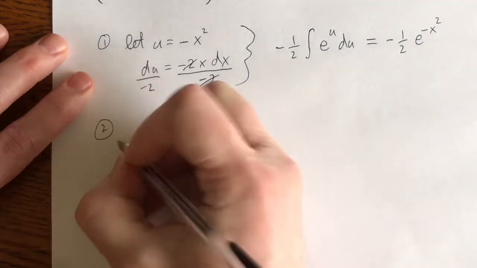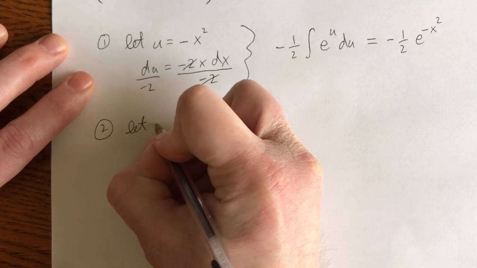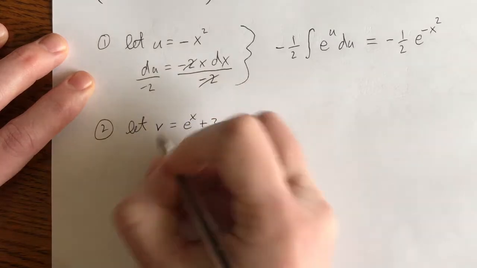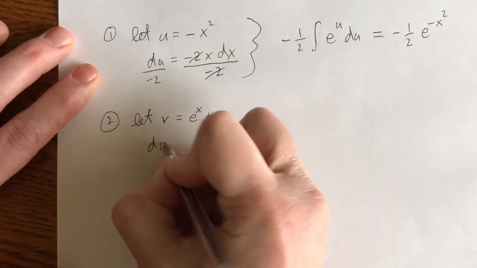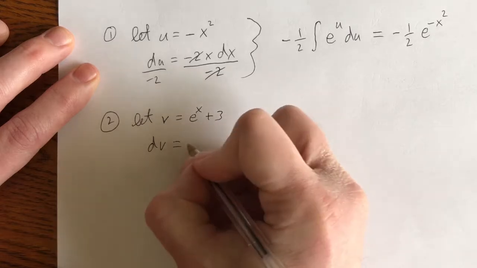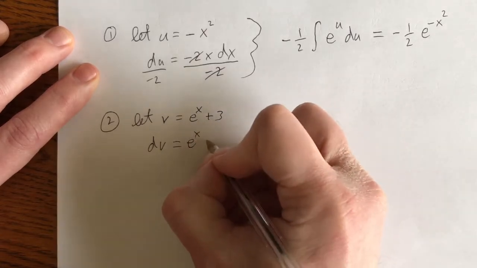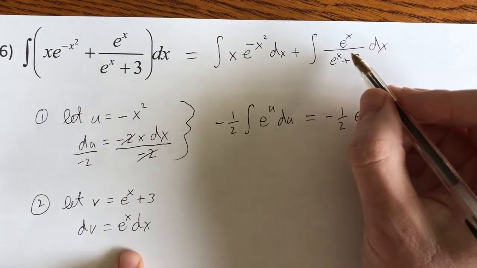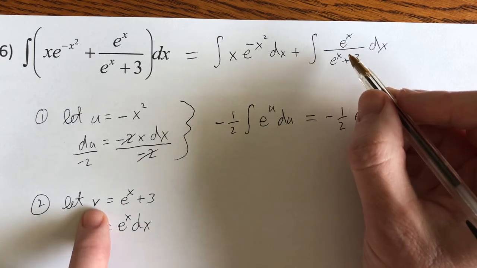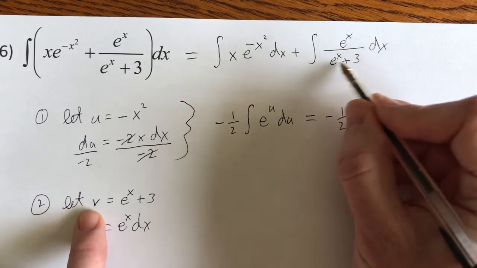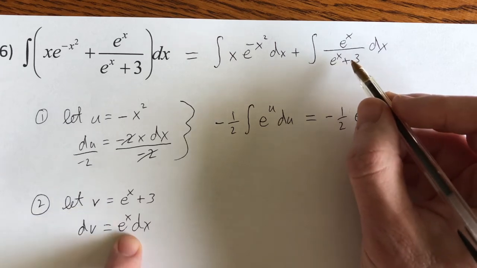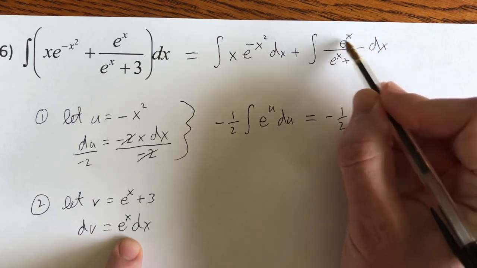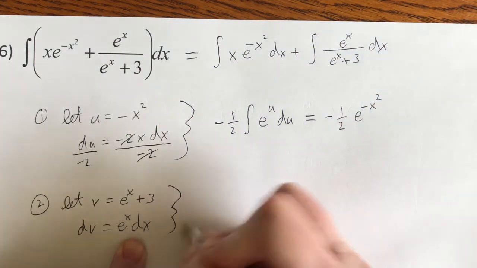Okay, so part 2 here, based upon this integral. Part 2 would be to let, I'll use a different letter, let v be equal to e to the x plus 3. So if I do that, dv, the derivative of this left side, would be equal to e to the x times dx. All right, so let's look at this integral and what we have here. So v, we have this taken care of in terms of v. It's e to the x plus 3. And then dv takes care of all this. dv is equal to e to the x times dx. So everything has been accounted for. We are good to go.